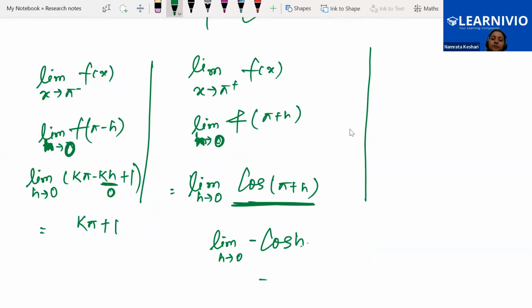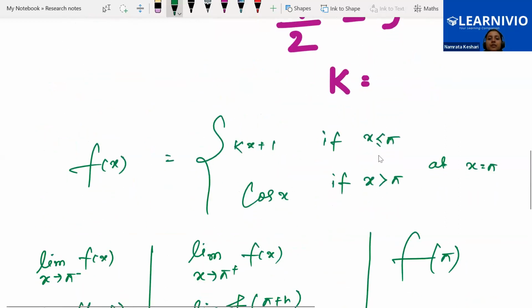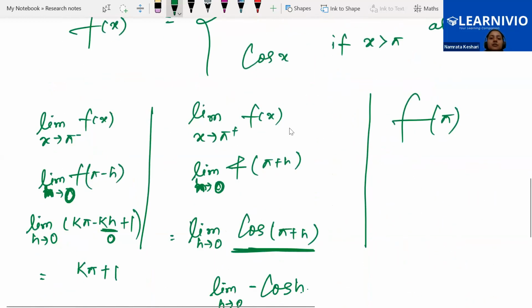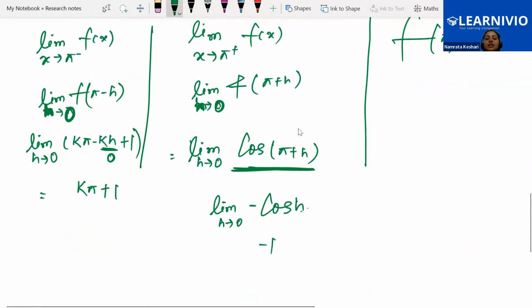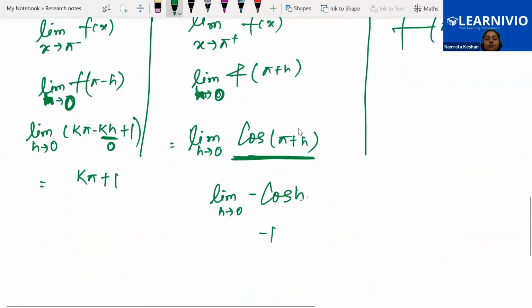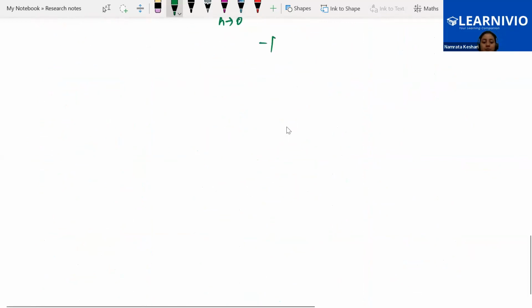minus 1. F of pi also we will check. F of pi is k pi plus 1, right, Fatima? Okay, so we will be able to find the value of k from here, right? Okay, let's continue.